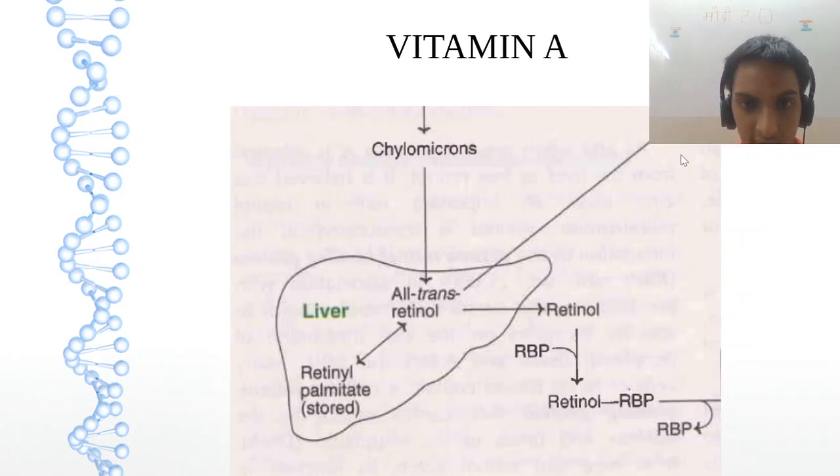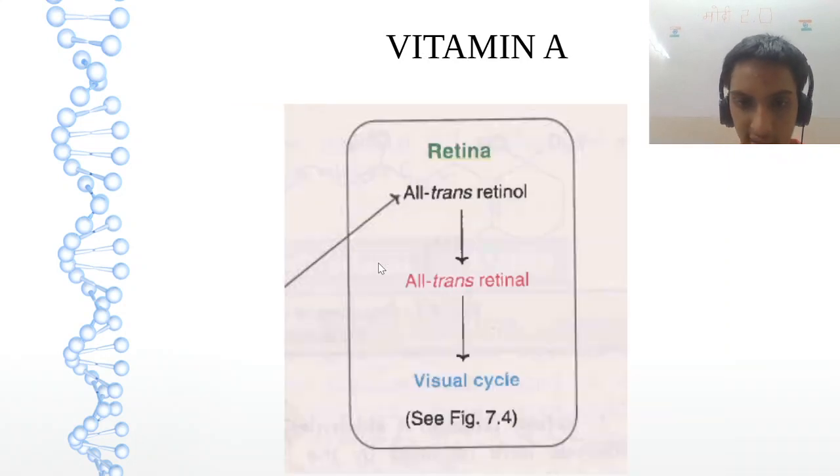Now retinyl esters will form chylomicrons and exit the intestine, entering the liver as all-trans retinol. They will isomerize to form retinyl palmitate. This will be stored in the liver. This all-trans retinol is going to start the Wald visual cycle, which we will see in the future slides.